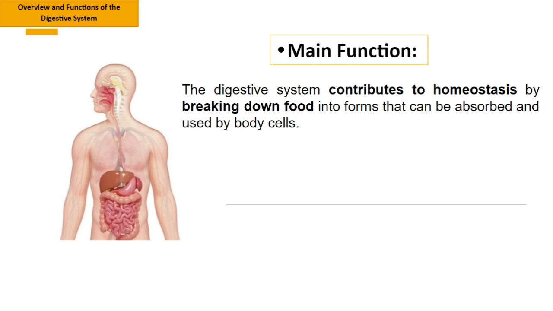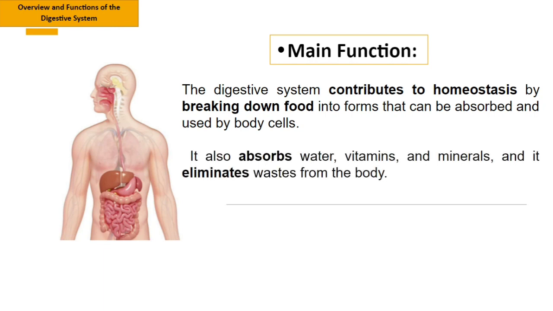And a good thing to take note of is that the digestive system is one of the major contributors to this balance, or homeostasis, that happens inside of us as humans and also animals. Another main function of our digestive system is that it also absorbs the water, the vitamins and minerals that come from the food that we are eating, and it also eliminates the waste products of that particular food outside the body.